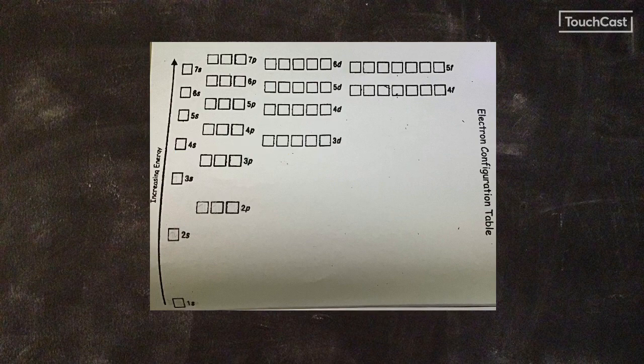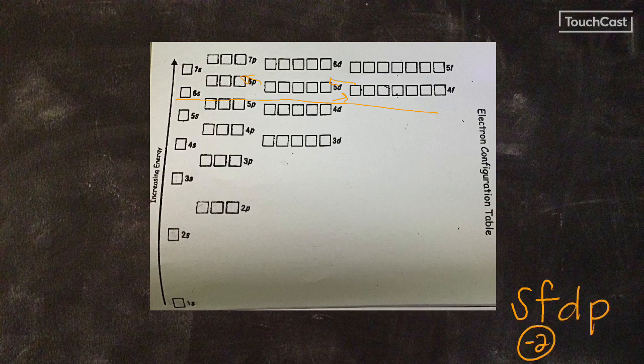Alright guys, so let's take a look at our order once we add an F block element. If I go up here to 6s and I draw a line, notice the next thing that I hit is 4f, then 5d, then 6p. And so my order is always going to be s, f, d, p. F block drops by 2, D block drops by 1 energy level. If I don't have an F block, you skip it. If you don't have a D block, you skip it. But you're always going to go in that particular order based on where you start and end.